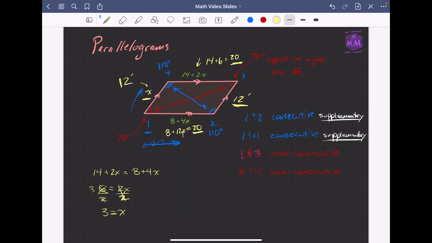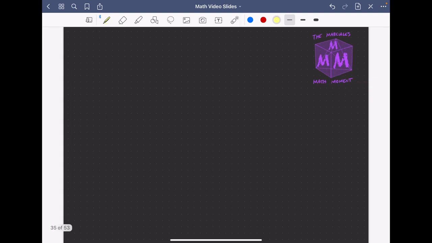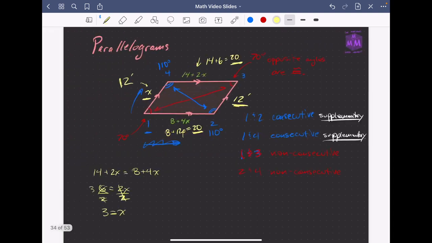That's really all there is to this video. There's not much else. So, a couple things about parallelograms. Opposite angles are congruent. Consecutive angles are supplementary. Non-consecutive angles are otherwise known as opposite. Opposite angles are congruent. Opposite sides are parallel and congruent as well.